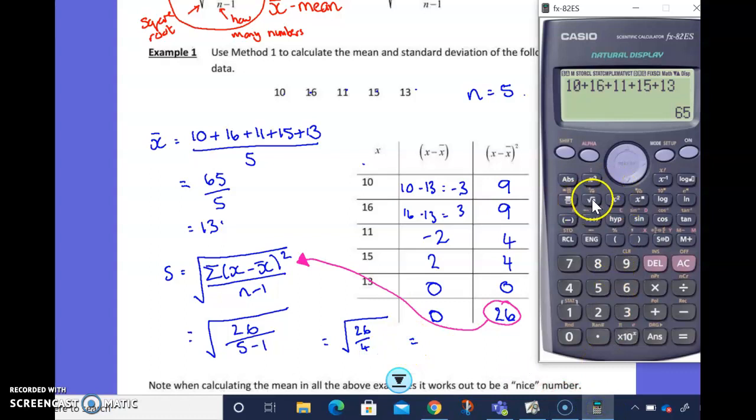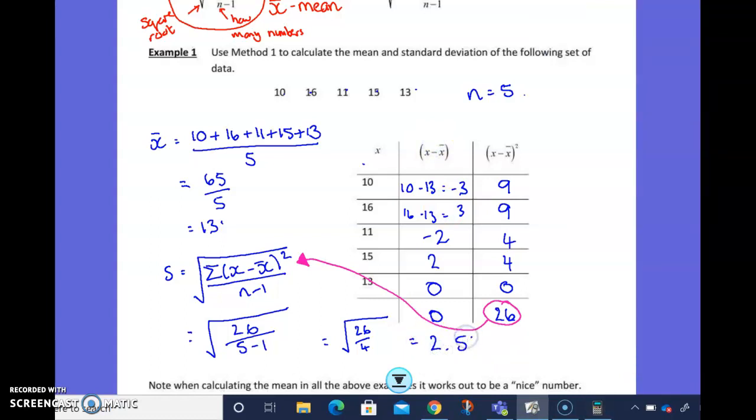Put that into a calculator. Square root of 26 over 4 equals 2.55. Now it's worth checking that on your own calculator just now to make sure that you are confident typing it in.